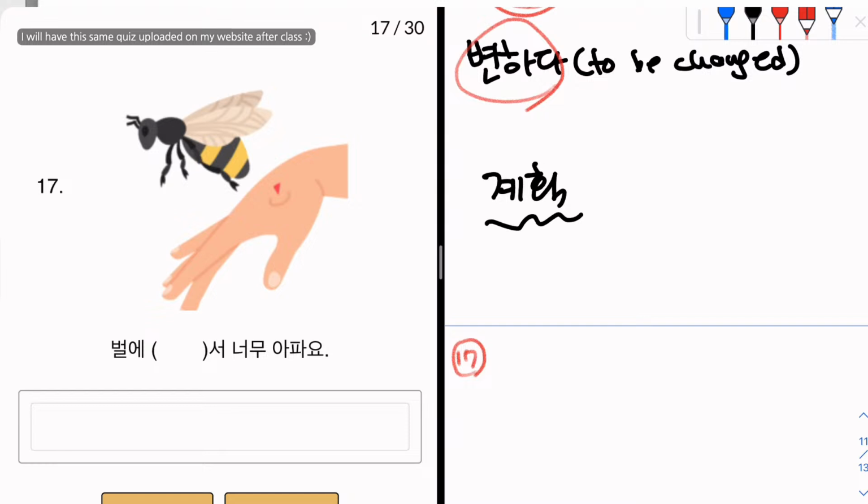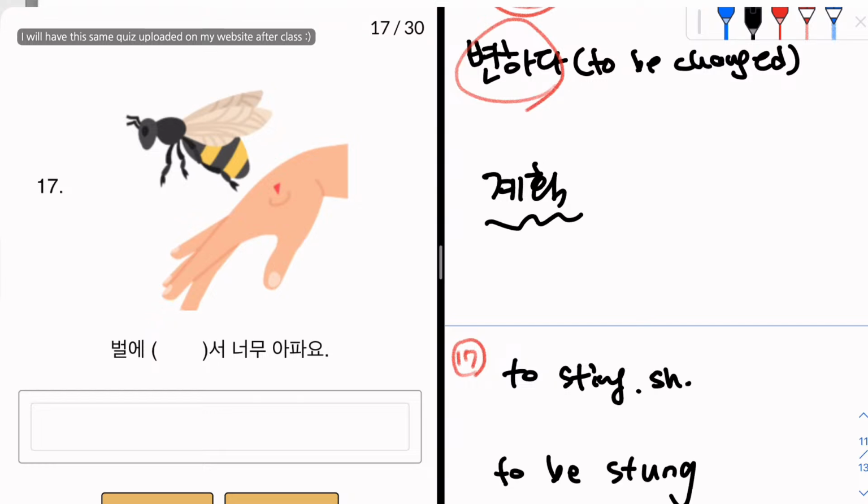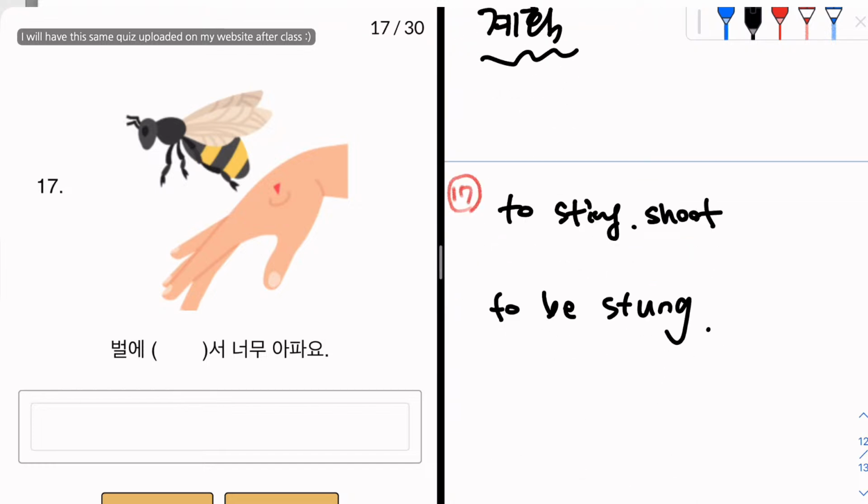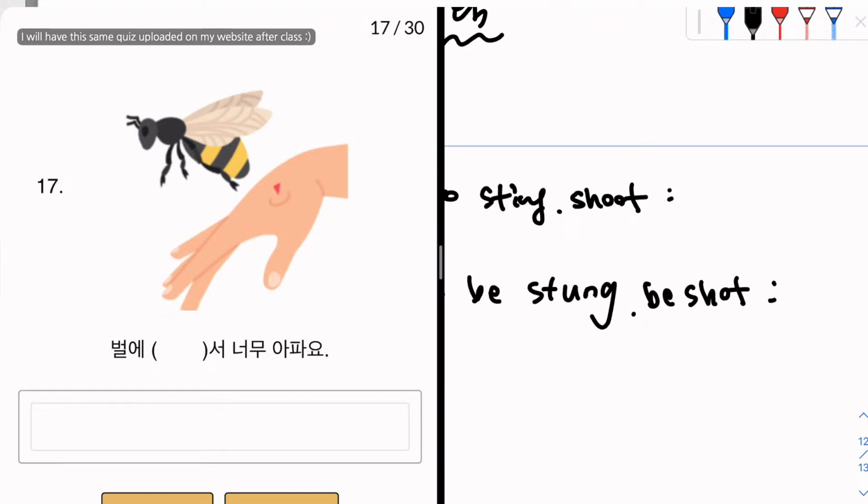벌에 blank 너무 아파요. So B, this person got stung by a bee, right? So 벌에 by a bee, you got stung. So it hurts a lot. So do you guys remember the verb for to sting and to be stung? It also means to shoot and to be shot with a gun. Do you guys remember how to say to sting or to shoot and to be stung and to be shot?